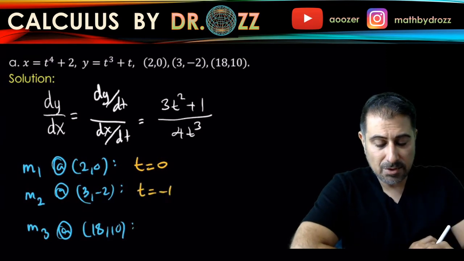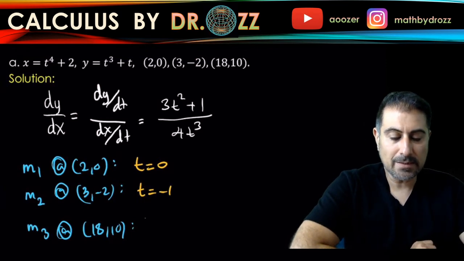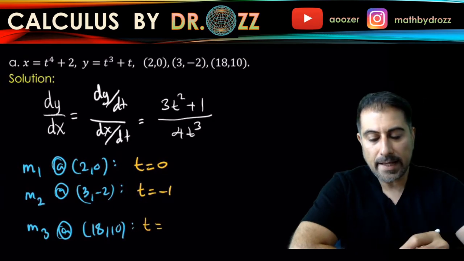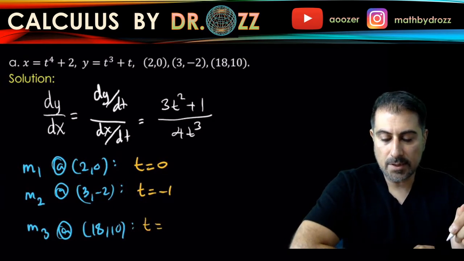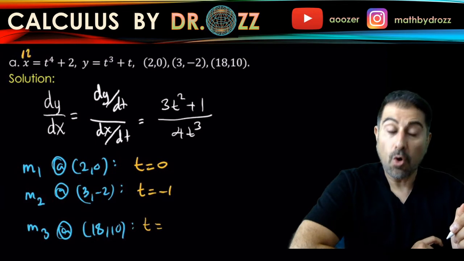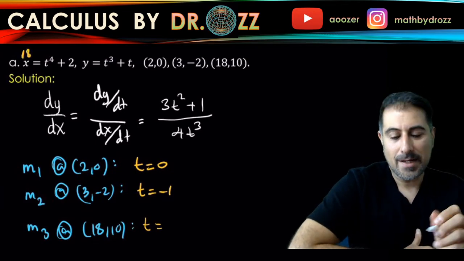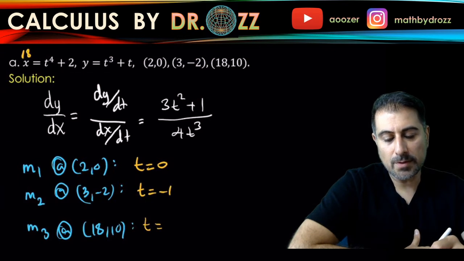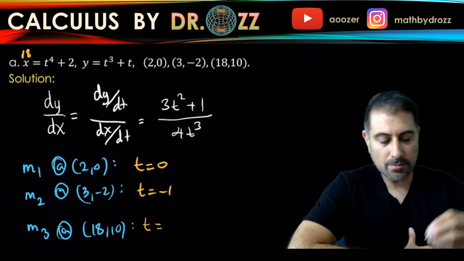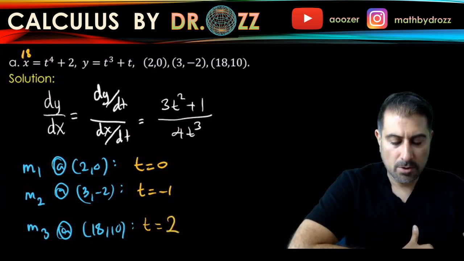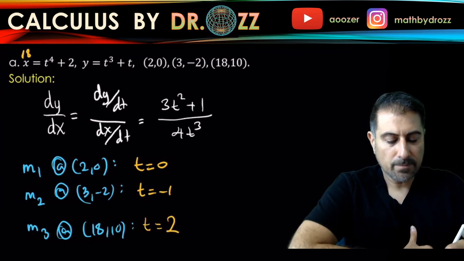And in the last case, let's see, I want x to be 18 and y to be 10. So to make x 18, I think t is supposed to be 2 or -2. But in the meantime, I want y to be 10, right? So 2 cubed plus 2 takes you to 10. So t is supposed to be 2. Okay? So this way I can go ahead and find m1.